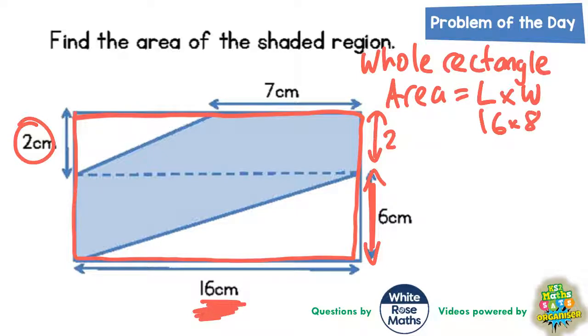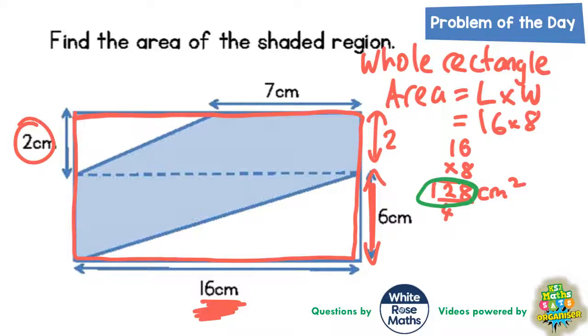So length times width is going to be 16 times 8. Well, 16 times 8 comes out to be 8 lots of 6 is 48. So put the 8 in, carry the 4, and 8 ones are 8, plus the 4 is 12. So that's 128 centimetres squared. So the whole rectangle is 128 centimetres squared. I'm just going to highlight that because we're going to need to return to that in a little while.